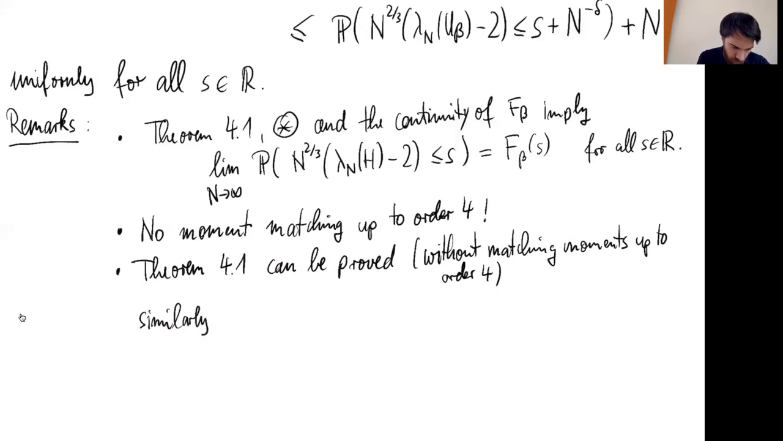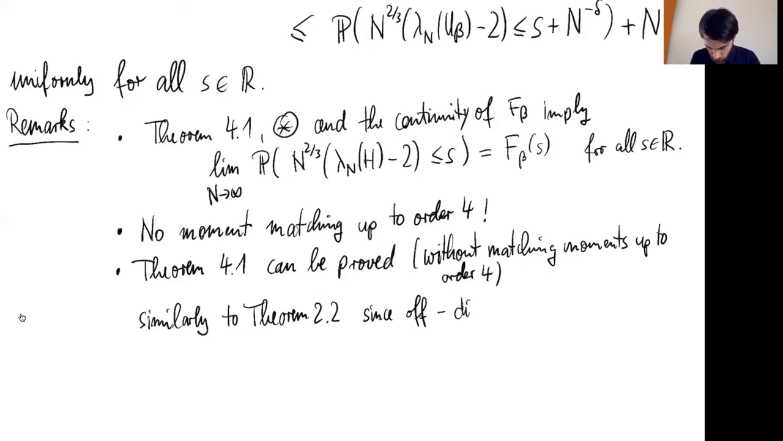Similarly, theorem 2.2. That was the bulk universality in the form with the matching form, which matches moments up to order 4. And the reason is that, as I said, the off-diagonal entries of the resolvent are smaller, so certain estimates will be better, and then you don't need this kind of moment matching.